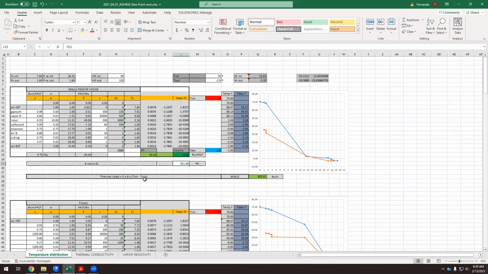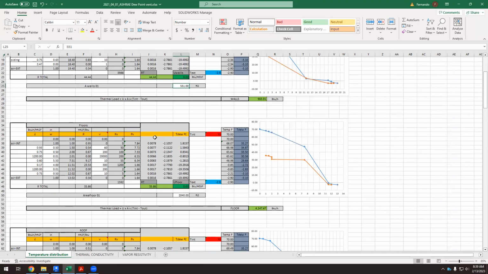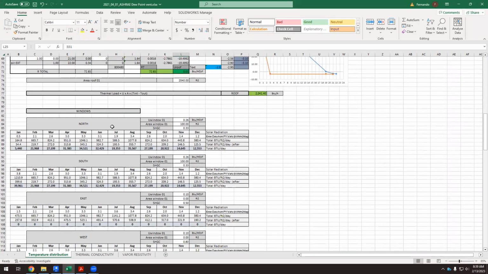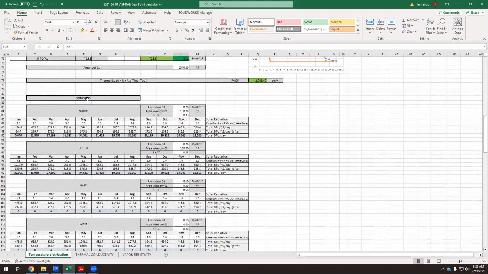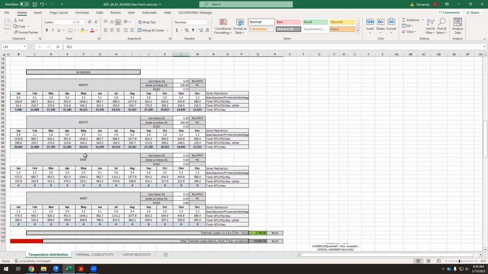So where can I insert in this Excel file the window information? Well, here you see that we have windows, okay? So for these windows, that's important because the orientation is important as well. So we need to understand the north, the south, the east, and the western windows. Okay, so we can have that schedule, but we need more information.